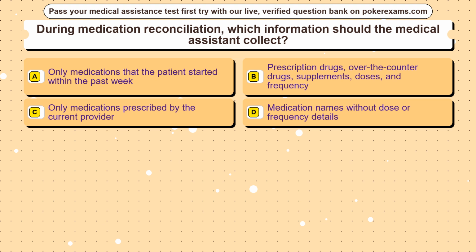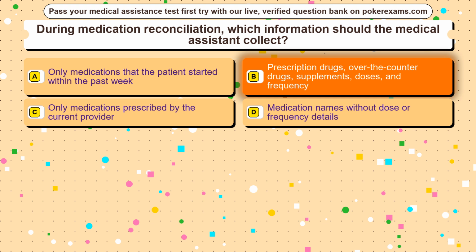Question 2. During medication reconciliation, which information should the medical assistant collect? Option A, only medications that the patient started within the past week. Option B, prescription drugs, over-the-counter drugs, supplements, doses, and frequency. Option C, only medications prescribed by the current provider. Option D, medication names without dose or frequency details.